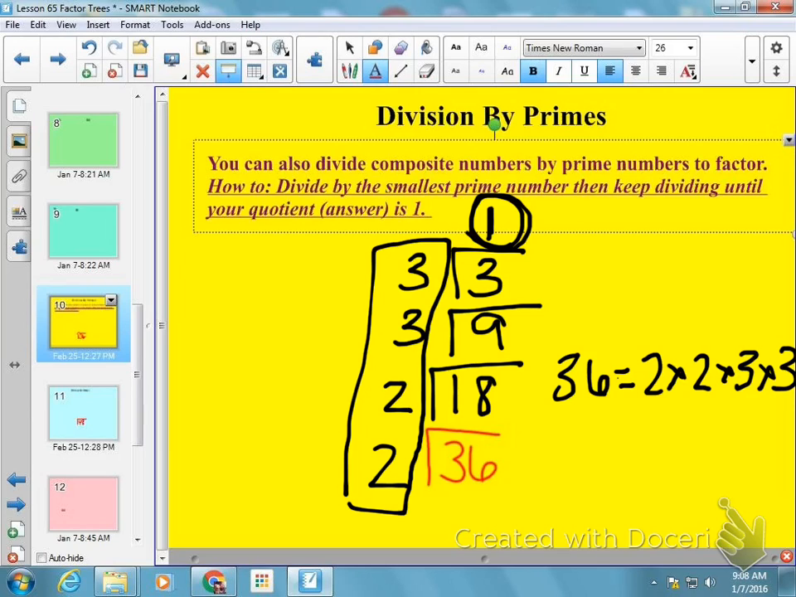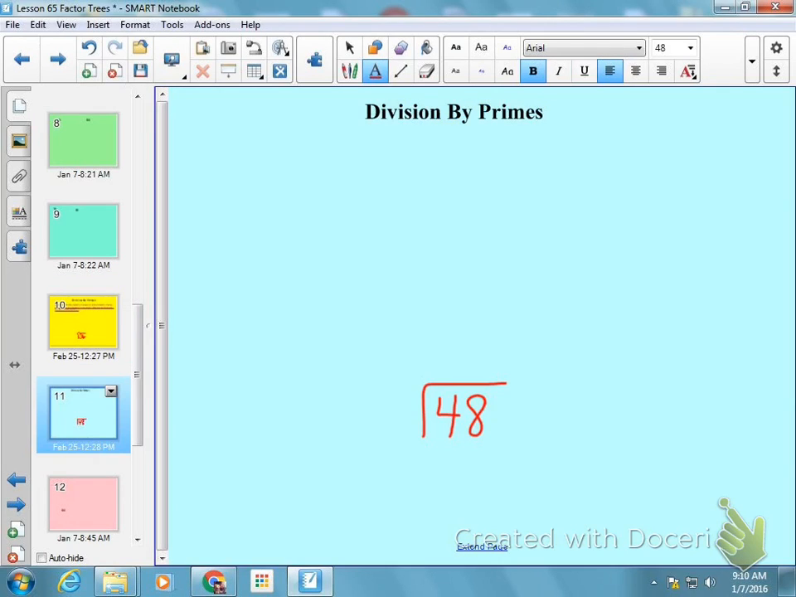So let's try that again. I know it's kind of different for you. So why don't you skip a few spaces in your notes, and I want you to write your dividend is 48, because we're finding the prime factorization of 48.